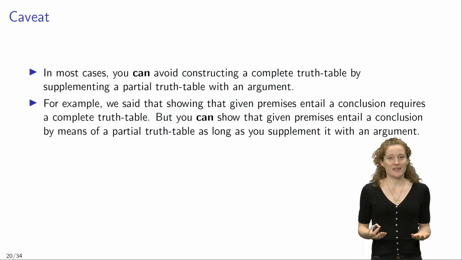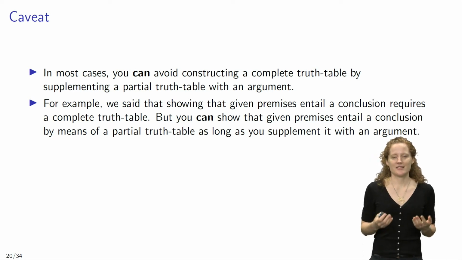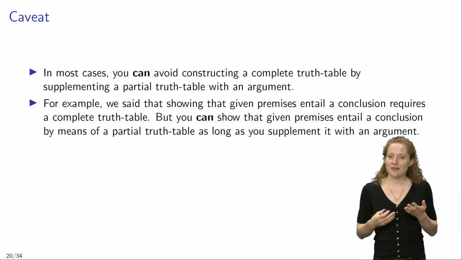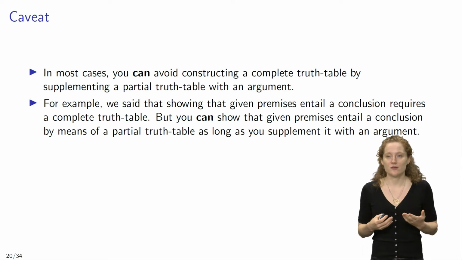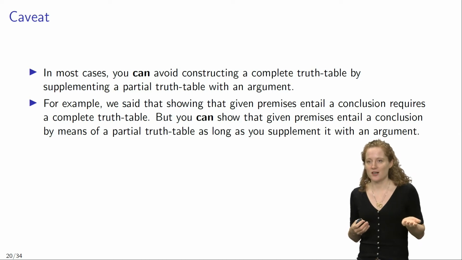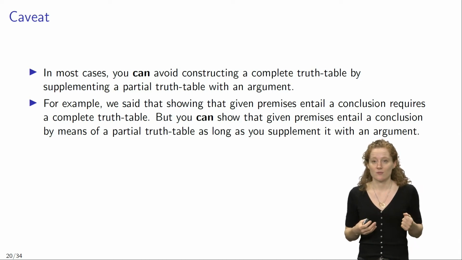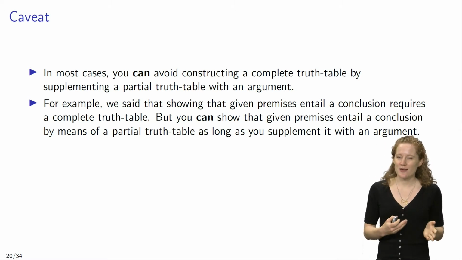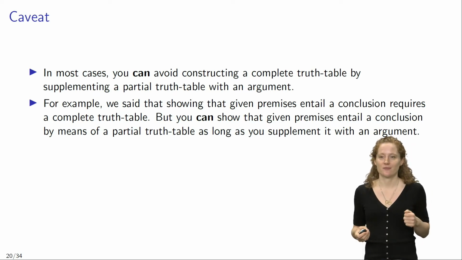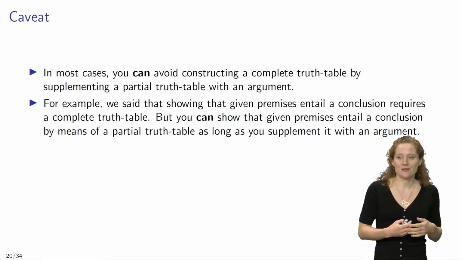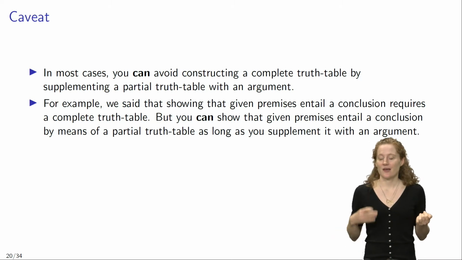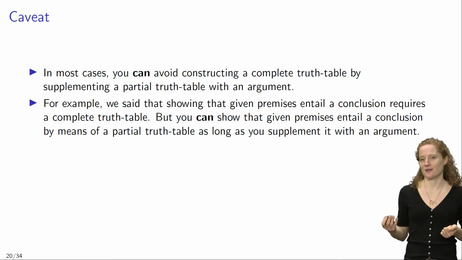Now, there is an important caveat to what I just said. I said that there are all these different cases in which you need a complete truth table, but if you think about it carefully, you will realize that often you can in fact avoid constructing a complete truth table simply by supplementing a partial truth table with an argument. For example, we said that showing that given premises entail a conclusion requires a complete truth table. But you can in fact show that given premises entail a conclusion by means of a partial truth table, as long as you supplement this truth table with an argument.